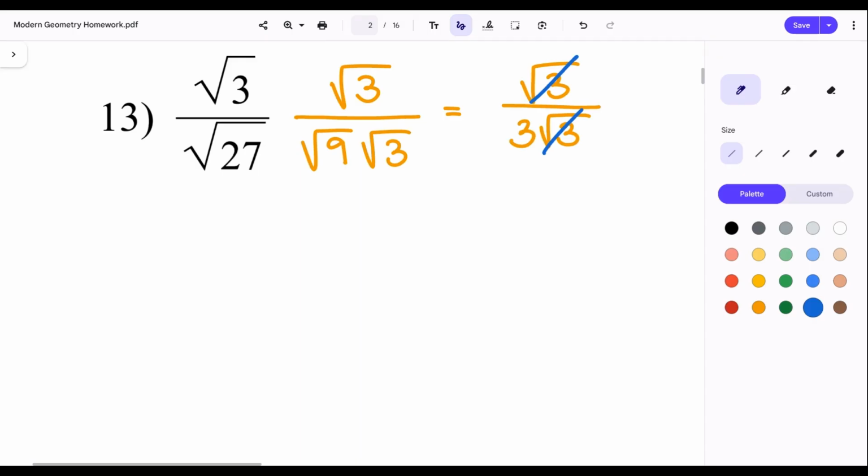1/3. Where'd the 1 come from? Yeah, the top. This doesn't just go to a 0, right? Anytime you reduce, it doesn't just disappear. It becomes a 1 when you cancel it out. So this is 1/3.